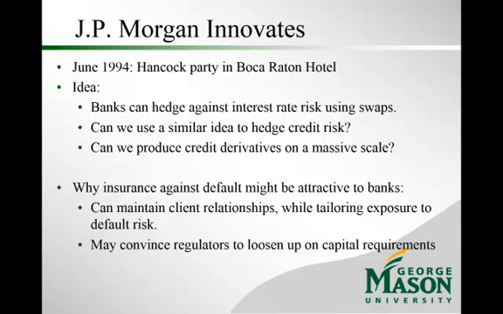So then in 1994, we have Hancock at J.P. Morgan. They have a party, and they get a bunch of smart J.P. Morgan traders together. And they're trying to think of how they can make more money for the bank. And they recognize that they can hedge interest rates. They've already sort of figured that out, that they can do these interest rate swaps.